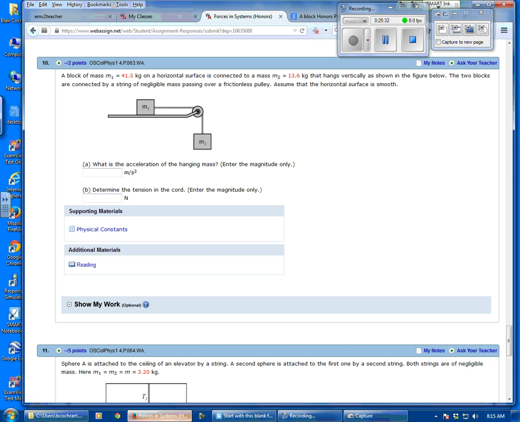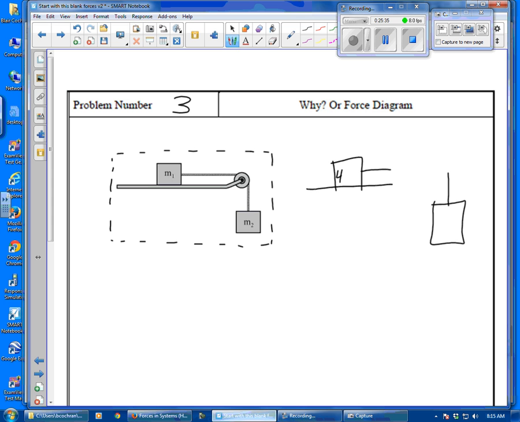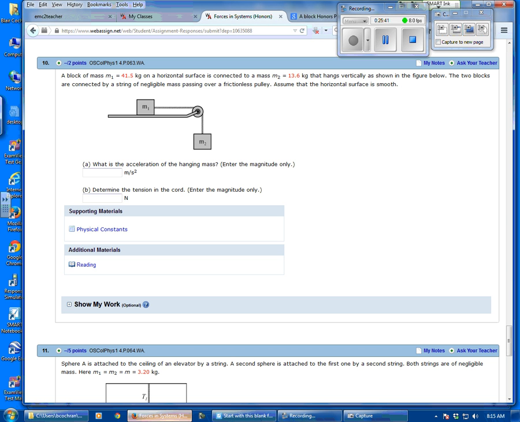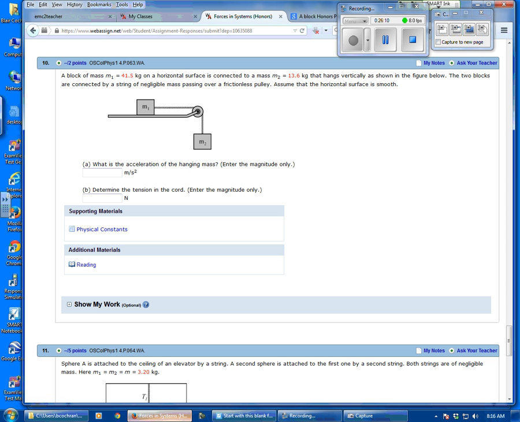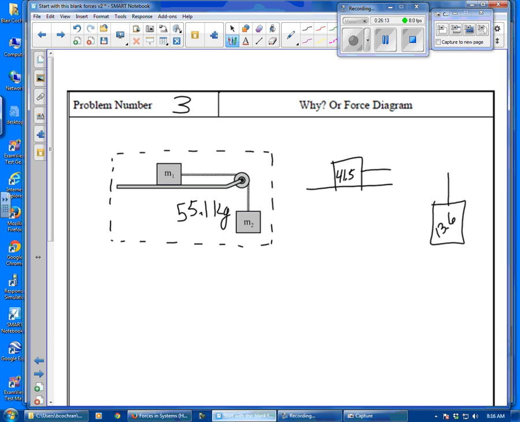Let's see what they tell me about these guys. M1 is 41.5, so this one is 41.5 kilograms. M2 for me is 13.6. So that means that I'm at 55, right? Yeah. 55.1 kilograms for the system. All right, and no friction.